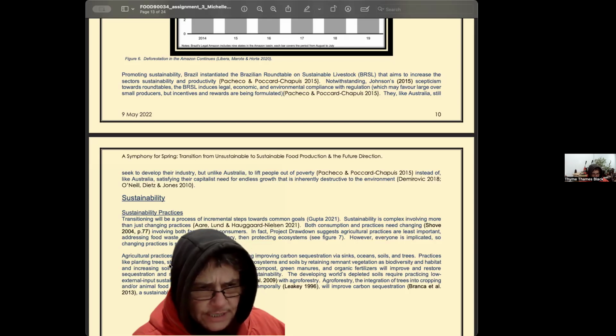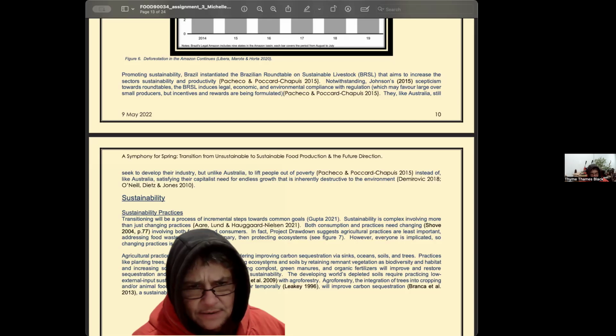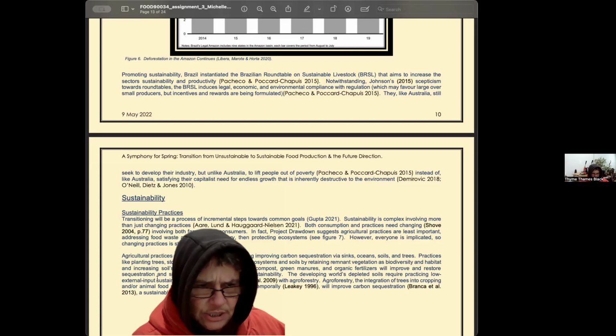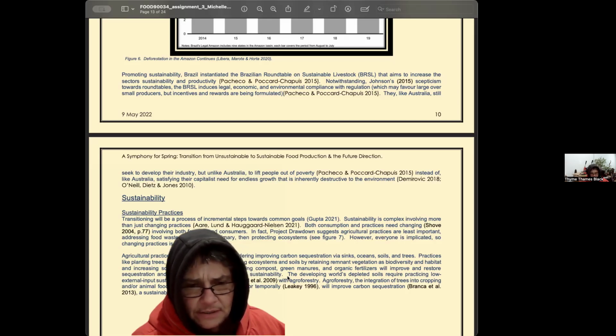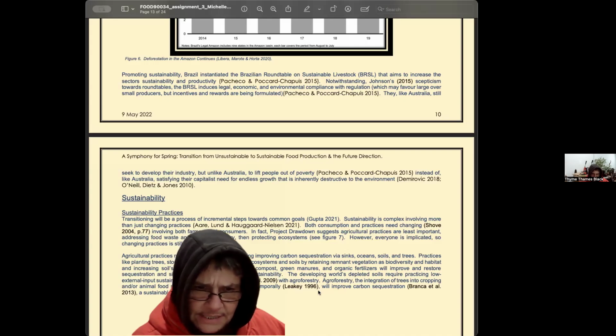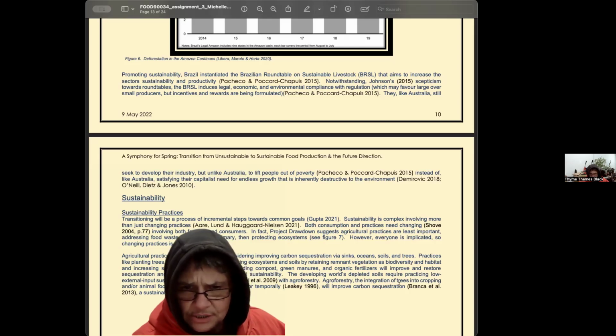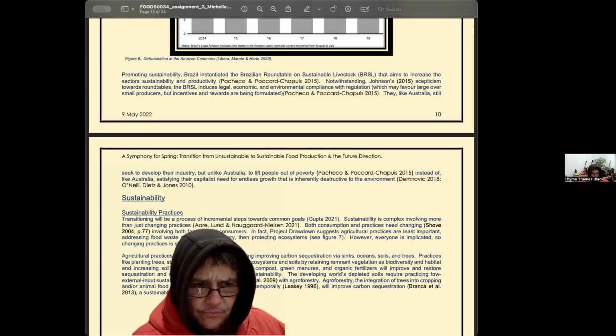Practices like planting trees, stopping deforestation, improving ecosystems and soils by retaining remnant vegetation as biodiversity and habitat, and increasing soils' organic matter through adding compost, green manures, and organic fertilizers will improve and restore sequestration and sinks, increasing environmental sustainability. The developing world's depleted soils require practicing low external input sustainable agriculture, LISA, Weasel et al. 2009, with agroforestry. Agroforestry, the integration of trees into cropping and/or animal food systems, either concurrently or temporally, Leakey 1996, will improve carbon sequestration, Branca et al. 2013, a sustainable beef farming solution.